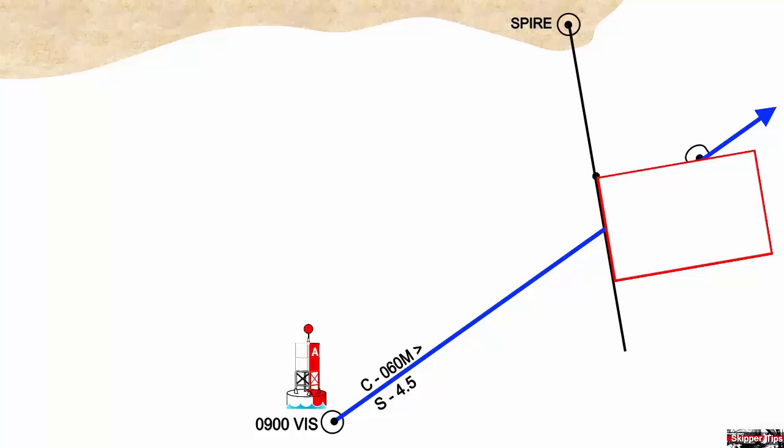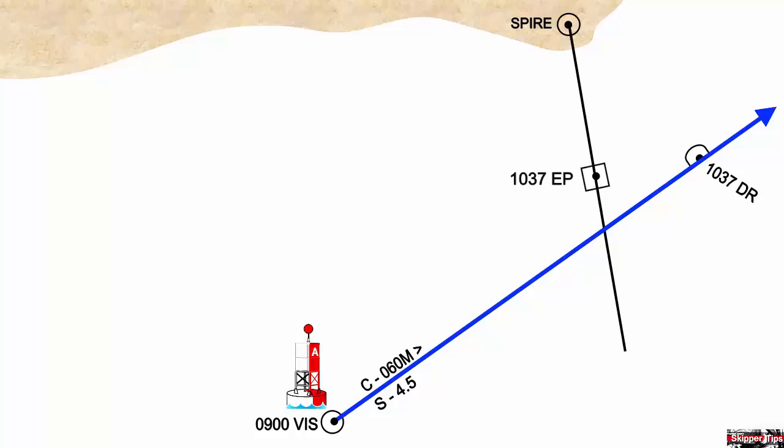Place a dot onto the line of position at that point. Draw a small square around the dot. Label the position 1037 EP as shown. Now you can see how the DR and estimated position work together to solve the mystery of where we are along the line of position.